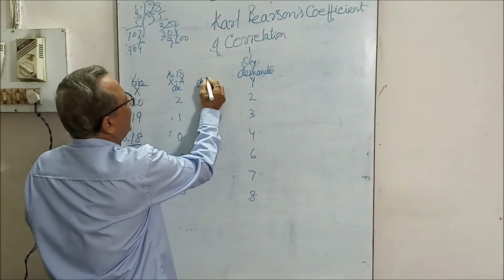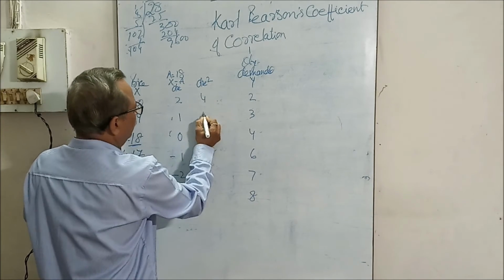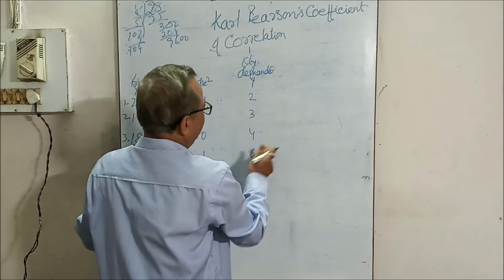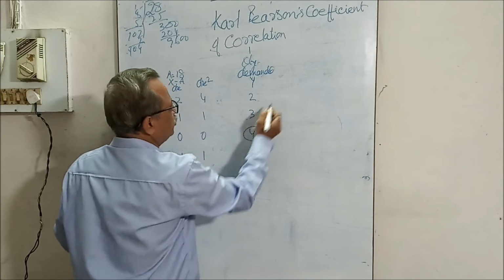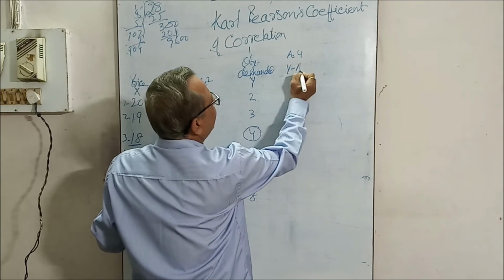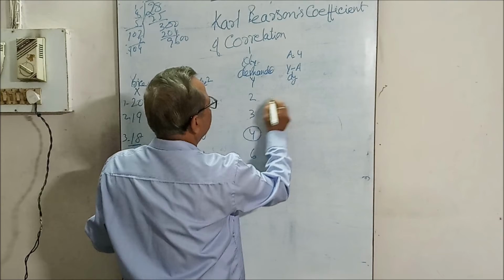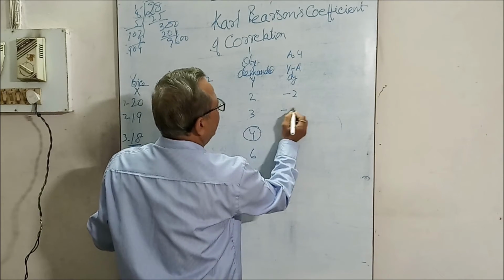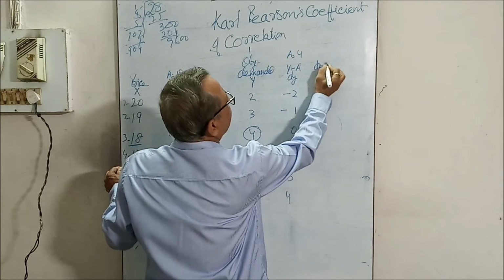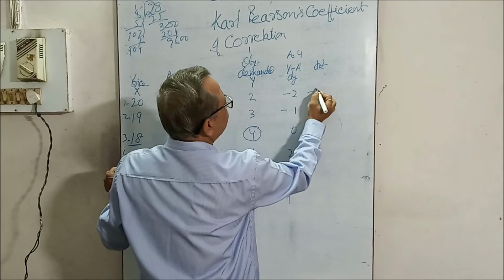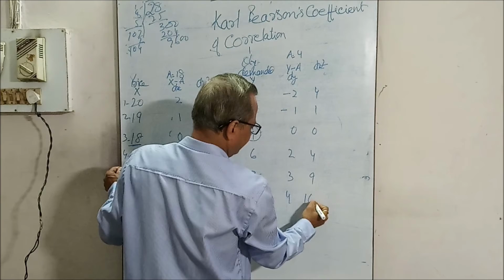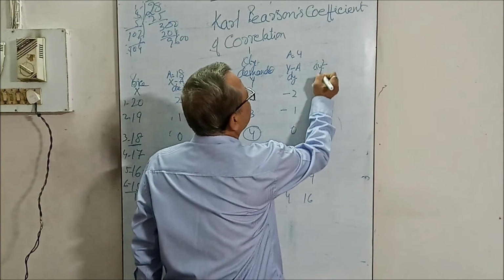Now find the dx square: 4, 1, 0, 1, 4, 9. Likewise with y, assume any item as mean. 4 is assumed, a is equal to 4, then y minus a is dy: minus 2, minus 1, 0, 2, 3, 4. Find the dy square: 4, 1, 0, 4, 9, 16. This is dy square. Wrongly it is written here as dx square.